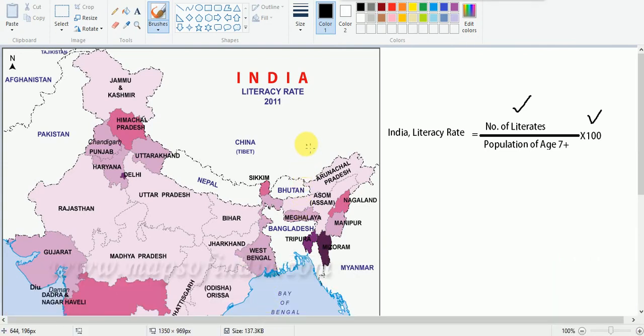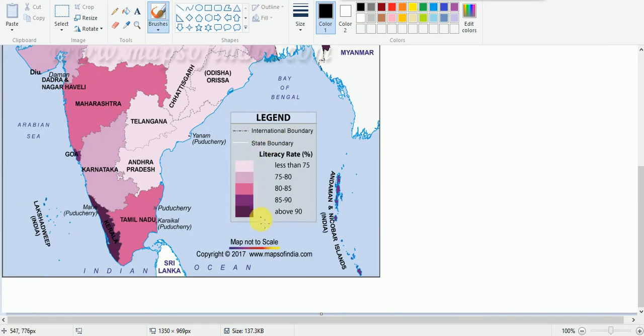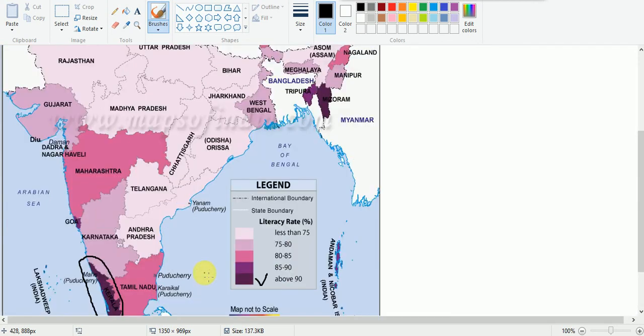This map shows the literacy rate in India in the year 2011. See the index here: the darkest color shows a literacy rate above 90%. Here Kerala state has the highest literacy rate in India, and other states like Goa also have a high literacy rate. Then Mizoram, I think this is the second one, also has a very high literacy rate.